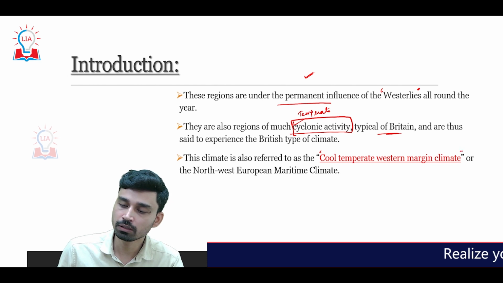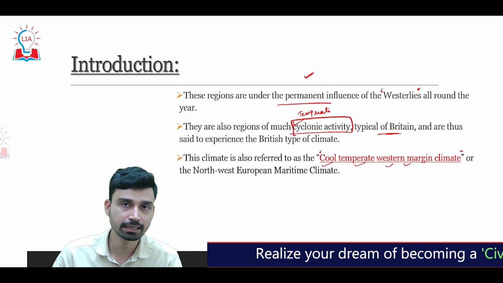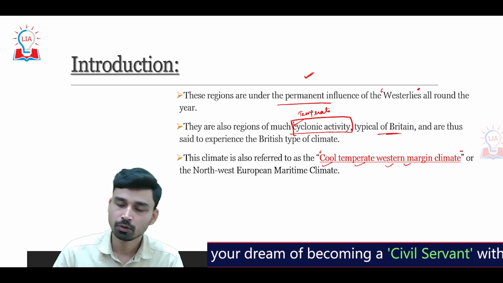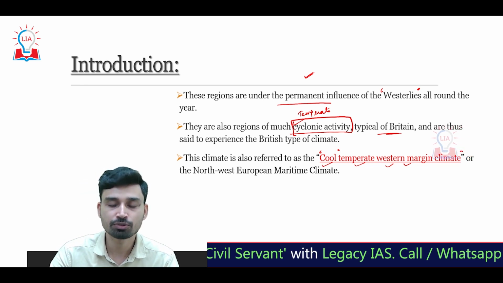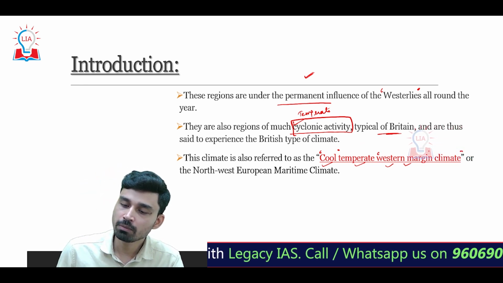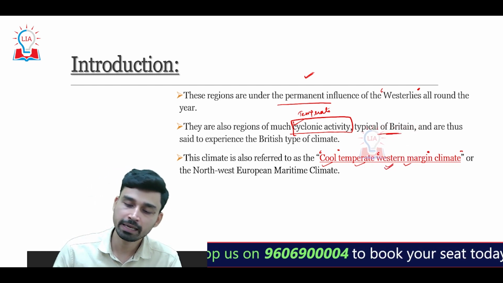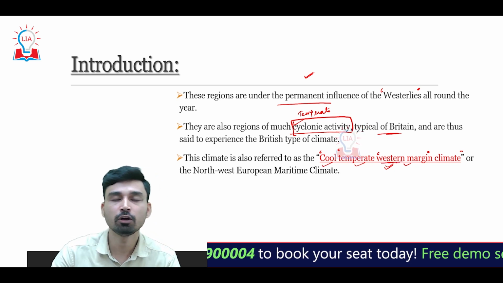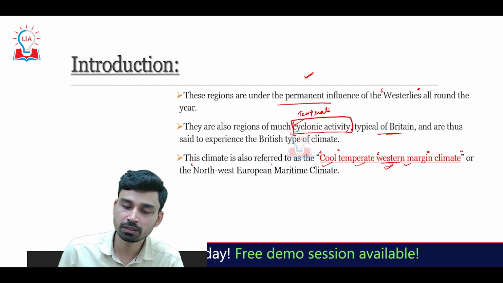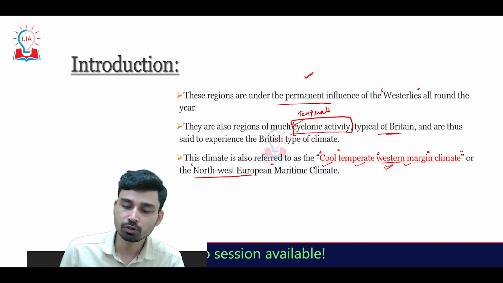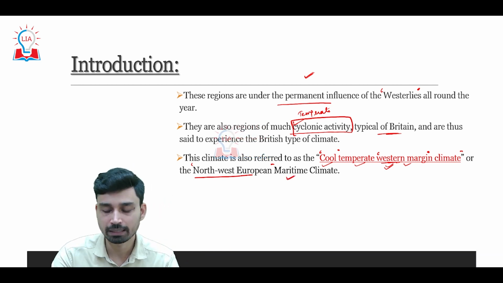The other geographical term used for such a climatic region is simply cool temperate western margin climate. The nomenclature is very simple. Cool, because obviously these regions are lying in the upper, higher latitudes, the temperate region. Western margin, because this climatic region generally has developed in the western part of the continental landmass, and many times, since a large area of this particular climatic region lies in the northwestern European area, this is also called the Northwest European maritime climate.